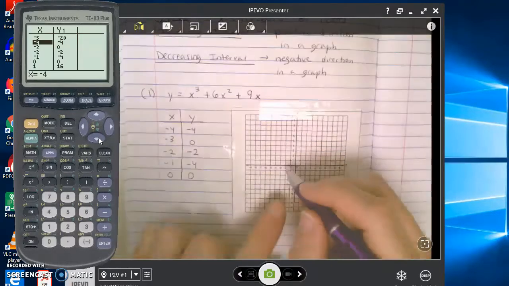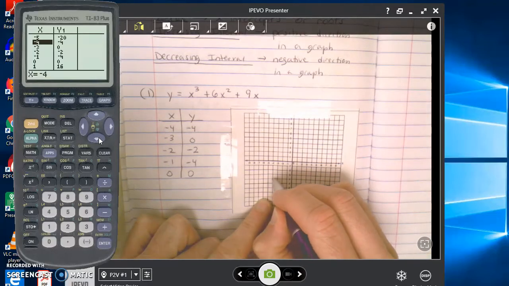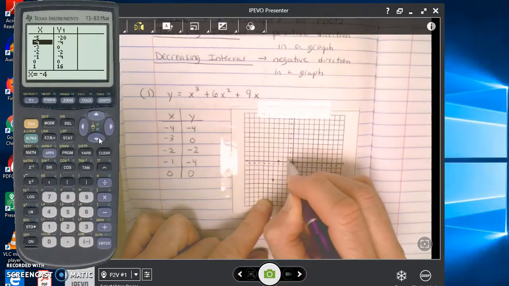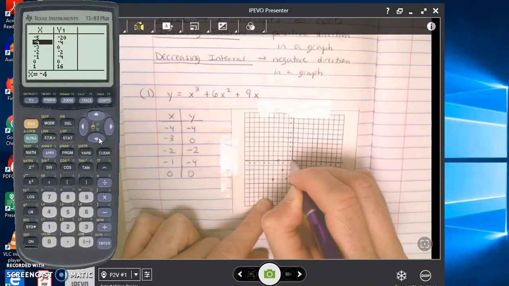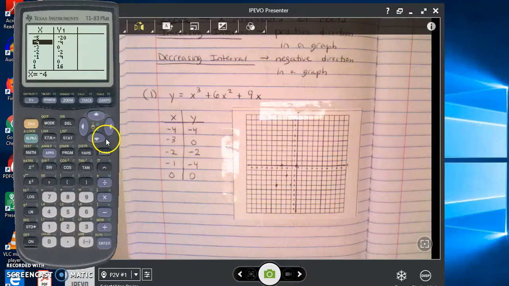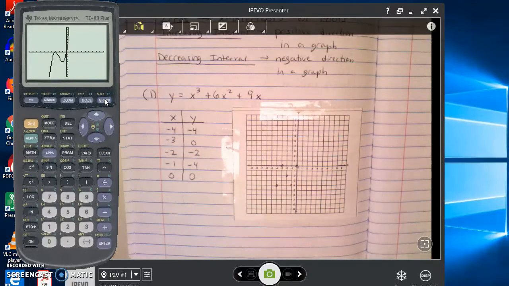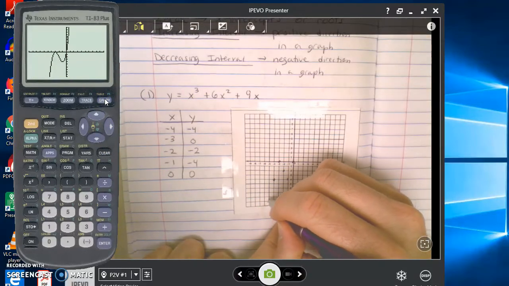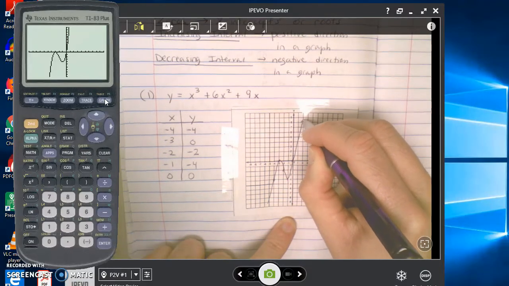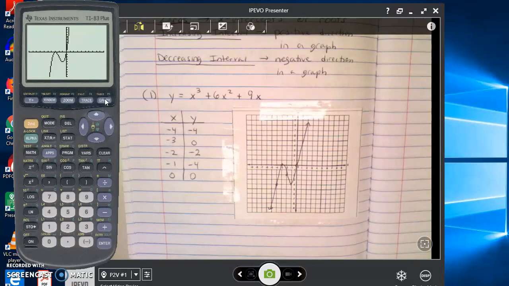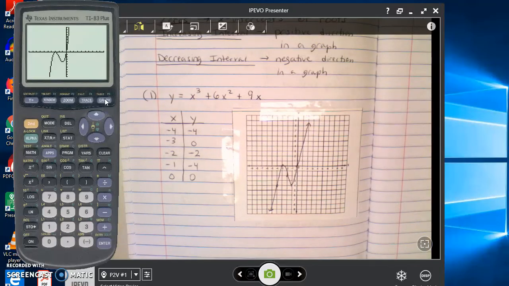So now I can plot those points: (-4, -4), (-3, 0), (-2, -2), (-1, -4), and (0, 0). Clicking graph again, I can get a sense of what my graph is supposed to look like. Okay, so from there we can identify some of the key features of our graph.